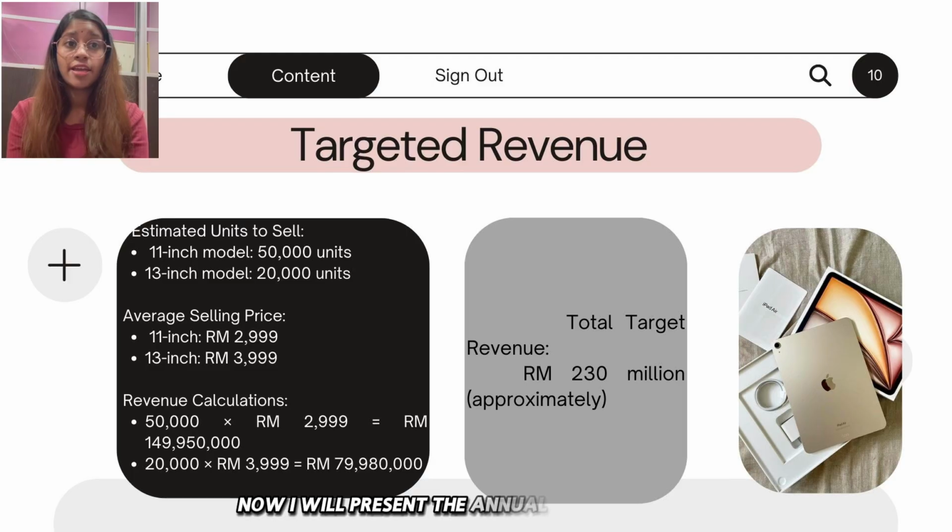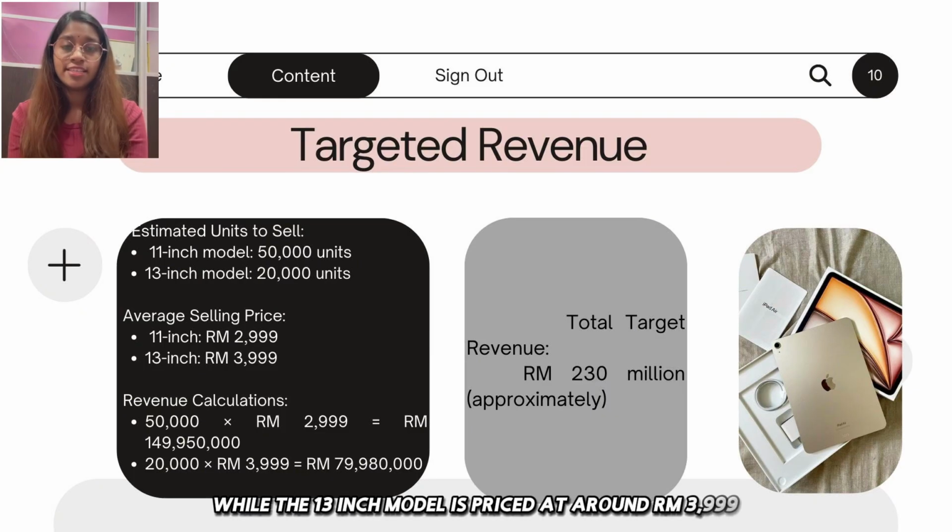Now I will present the annual target revenue for the iPad Air for both the 11-inch and 13-inch models. First, the estimate you need to sell. For the 11-inch models, the target is 50,000 units. For the 13-inch model, the target is 20,000 units. Next is the average selling price. The 11-inch iPad Air is priced at around RM 2,999, while the 13-inch model is priced at around RM 3,999.